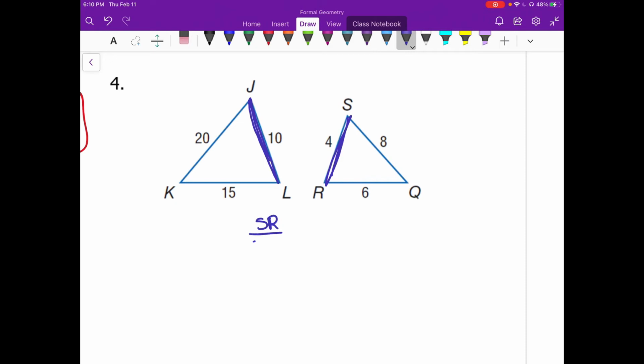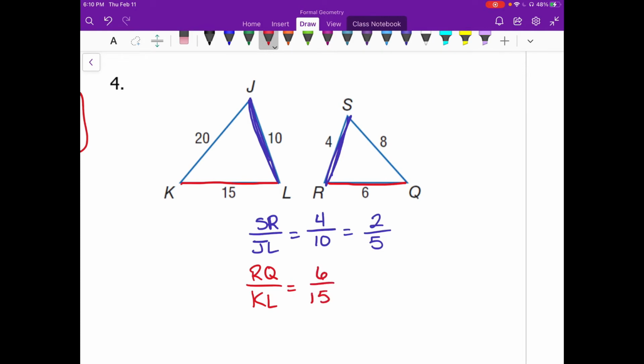SR over JL. Well, SR is 4 over JL, which is 10. That simplifies to 2 over 5. First proportion done. Let's do it again. I'm going to compare now RQ and KL. RQ over KL. RQ is 6, KL is 15. Reduce those, they're both divisible by 3, so I'll get 2 over 5. So far, so good. They're all the same.